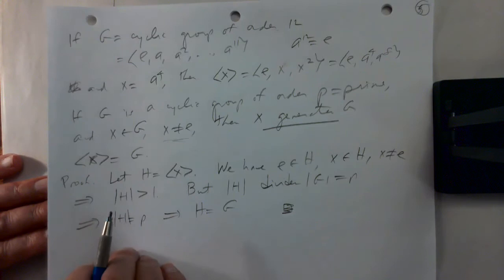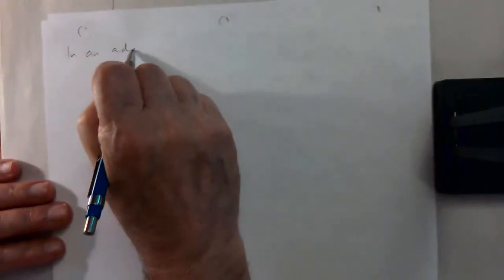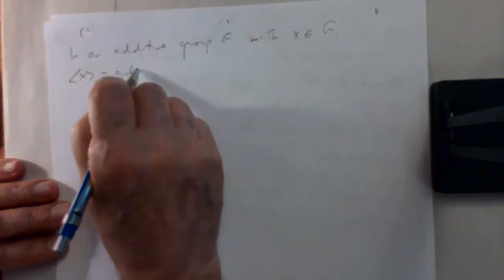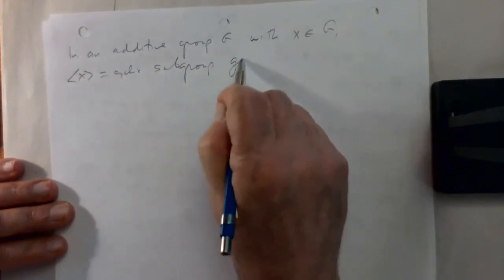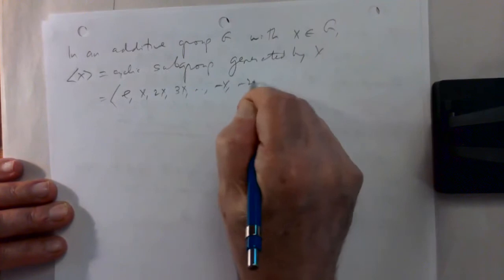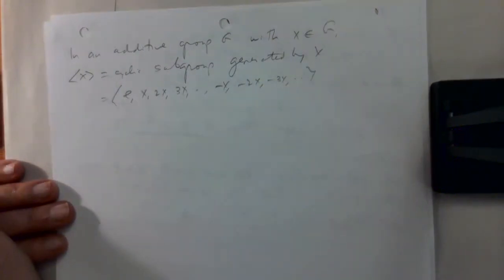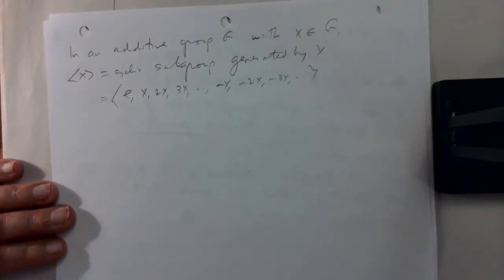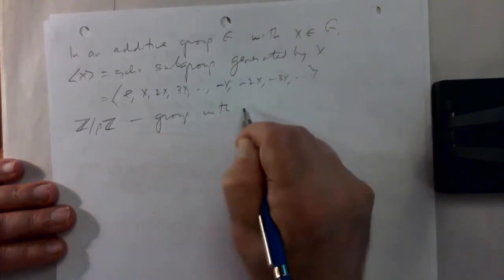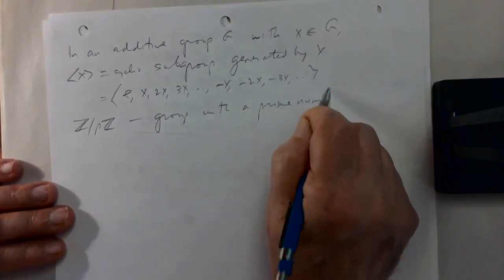Let's look at an additive example of this. So in an additive group G with an element X in the group, the cyclic subgroup generated by X is zero, X, 2X, the multiples, and minus X, minus 2X. So all positive and negative multiples of X. So suppose we take the congruence classes mod P. So this is a group with a prime number of elements.